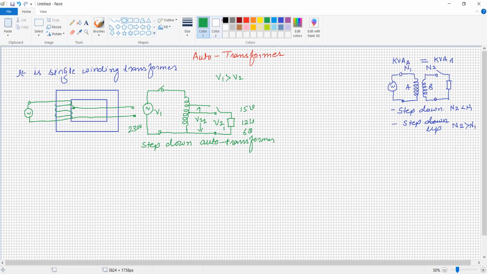So for this purpose, under such a condition, the construction, say for example, has a circular core, and from this circular core, this is the winding which is connected with the source.